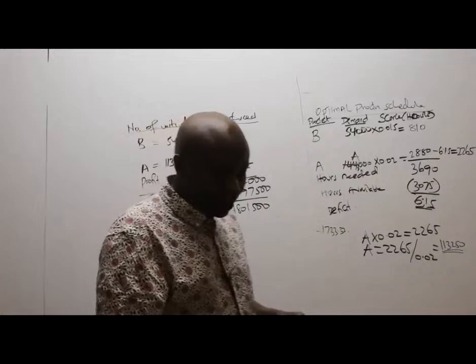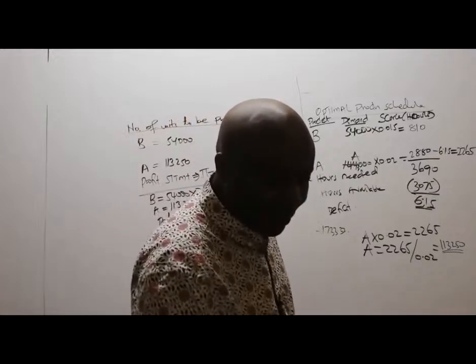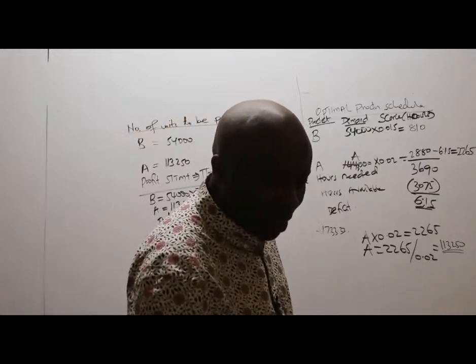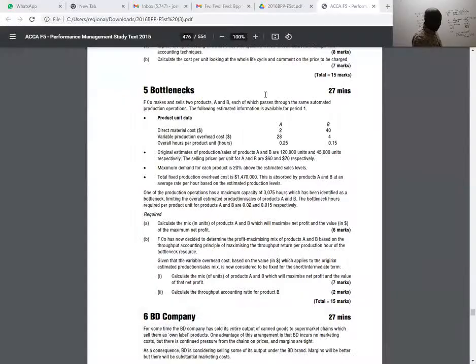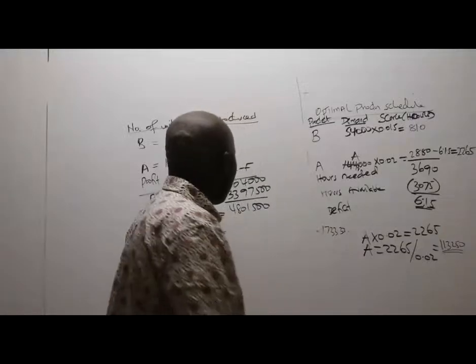Fixed cost has been given to us by the examiner. So the fixed cost which has been given to us by the examiner is 1470. The total fixed cost is 1470.